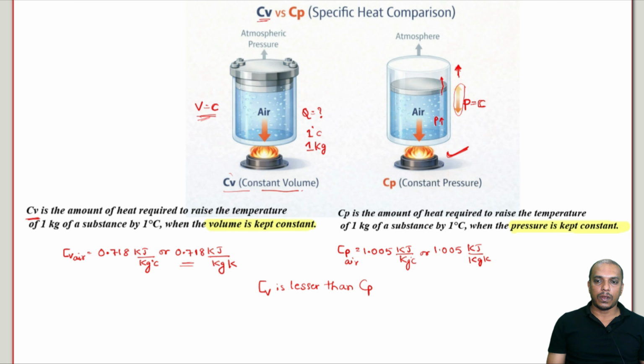Now, when we come to solids, we do not talk about CP and CV separately. We talk only about specific heat C. It is because of a simple reason: there is not much change in volume when we heat solids. Because of this, there is not much difference between CP and CV values. So, it is only C.